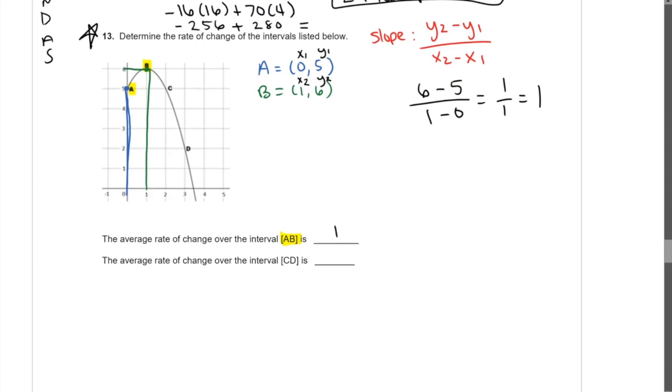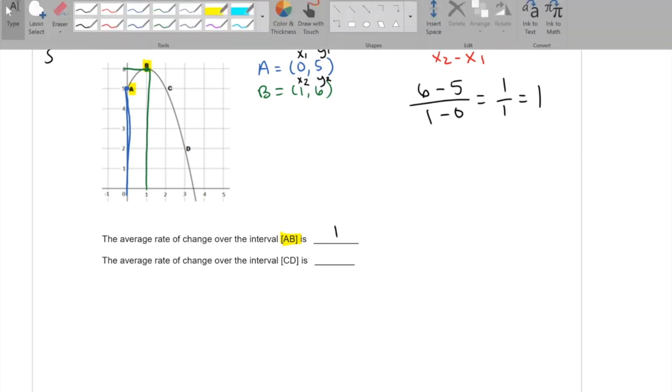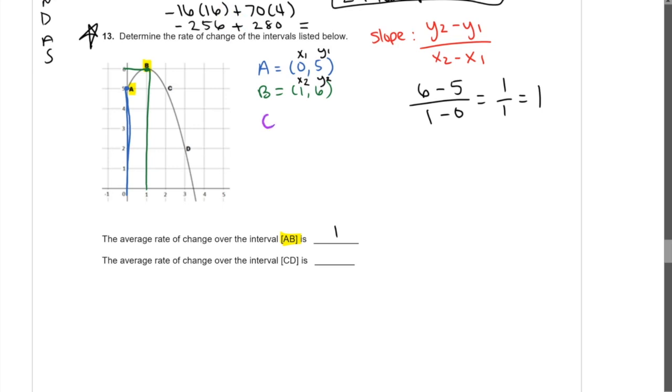Number 13, we left off with C and D. So all we are using is the slope formula to figure out what the slope is for C and D. So in order for me to do that, let's go ahead and find what the point is for C. And that point is right here. So I look at my chart. My chart says it's at 2 and 5. And then let's do D. And D is right here. And that says 3 and 2. 3 and 2. All right.